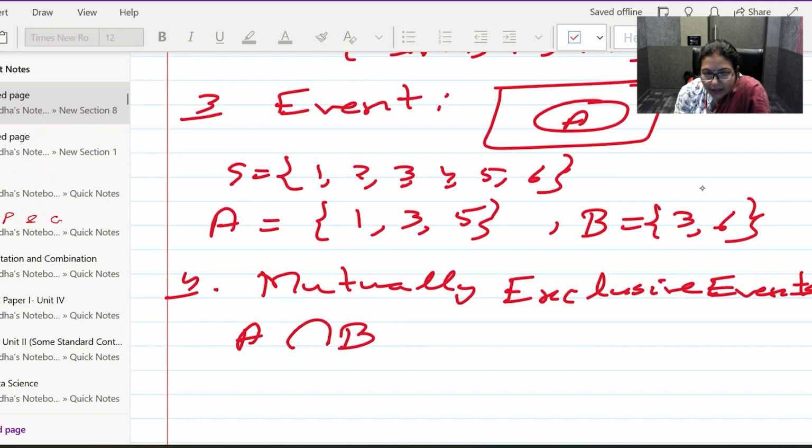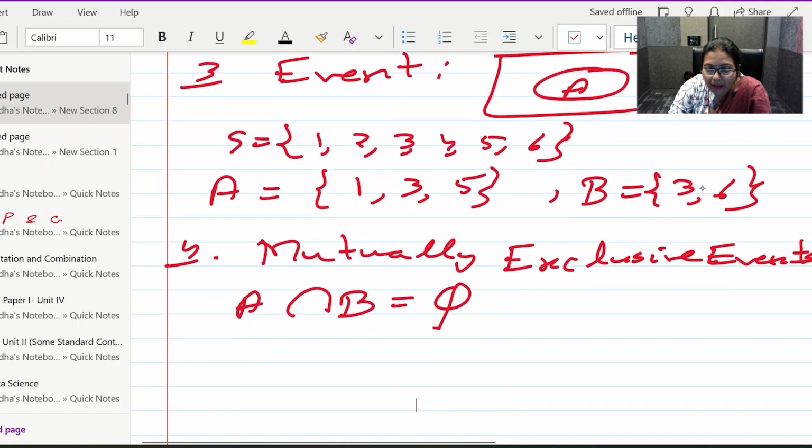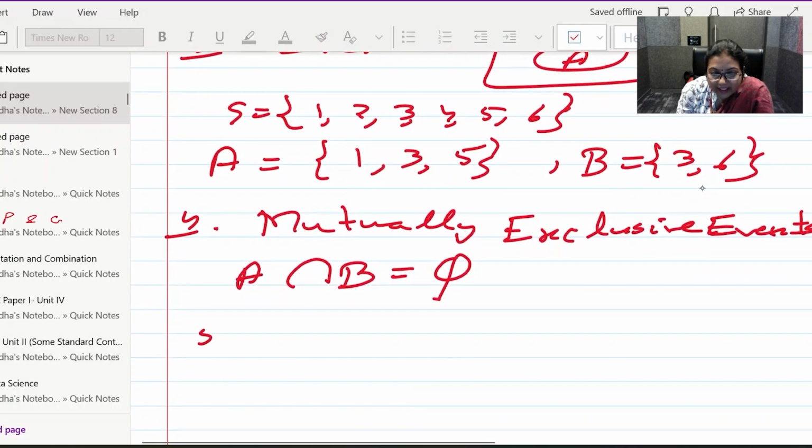So I will write A intersection B equals φ. φ is the null event, or the empty set. So two events are called mutually exclusive when A intersection B equals φ. Next definition, we will come to exhaustive events.